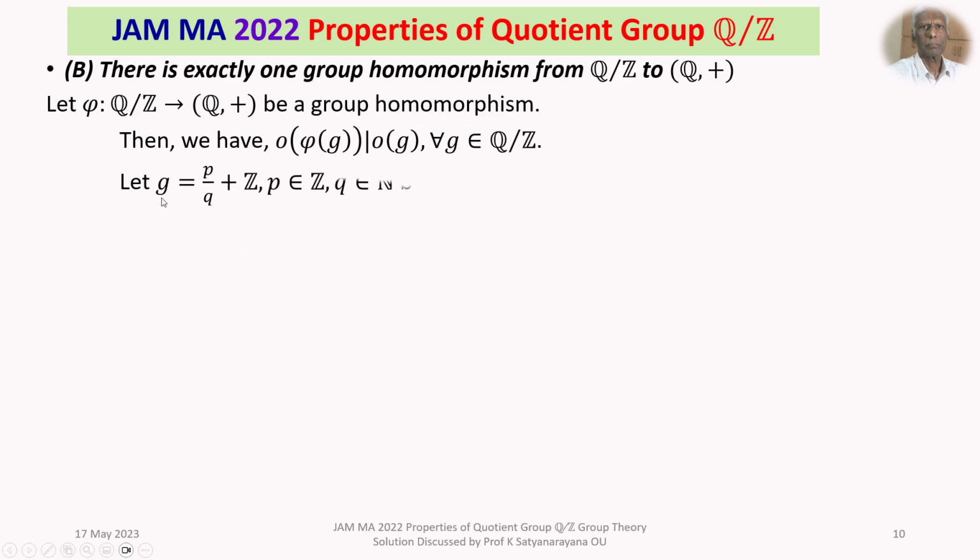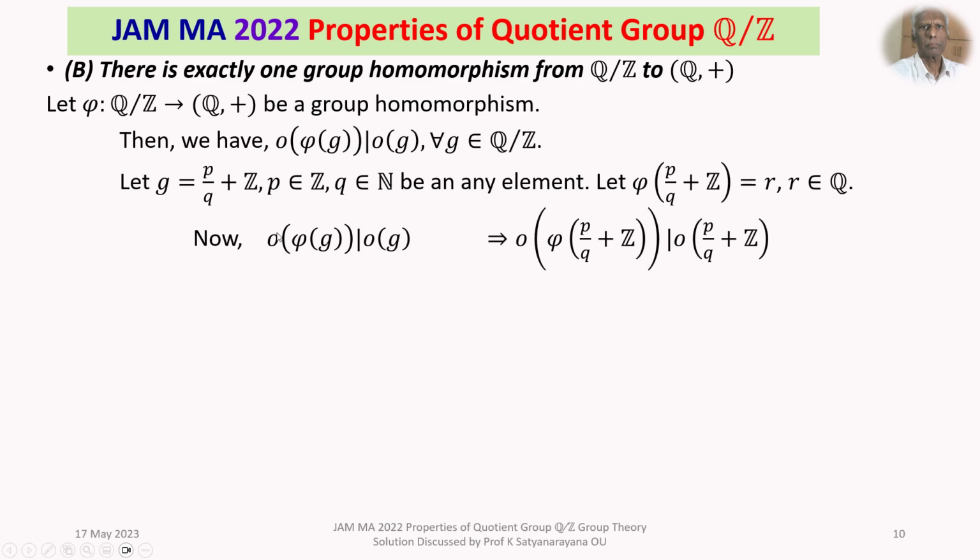Now, let G equal P by Q plus Z, because it is an additive left coset. G belongs to Q by Z, P belongs to Z, Q belongs to N. This is what we have been arguing from the beginning. Let G be an arbitrarily chosen element of Q by Z. Let us now take the homomorphism phi of G. Phi of P by Q plus Z will be a rational number, let us say R. R belongs to Q.